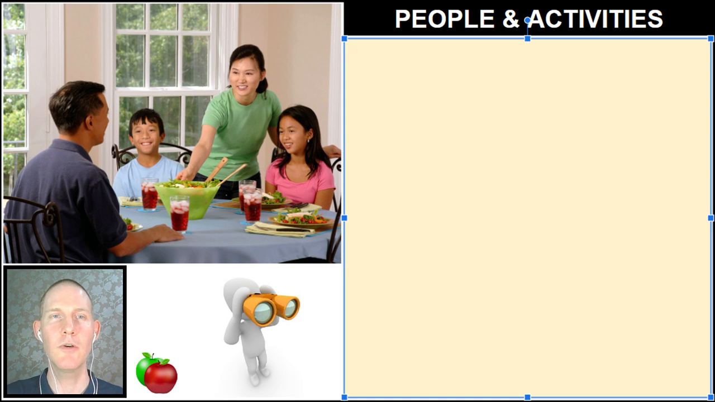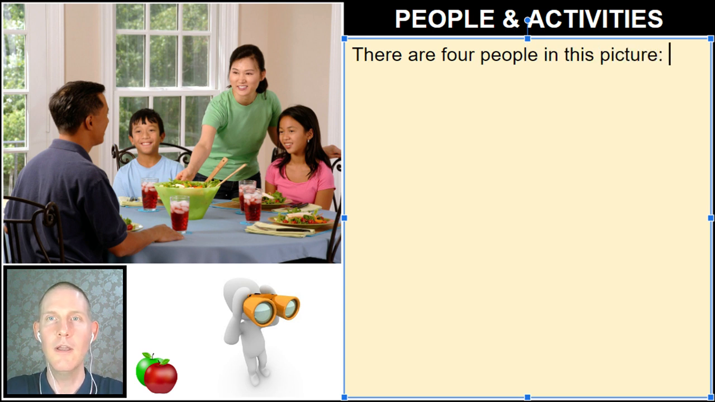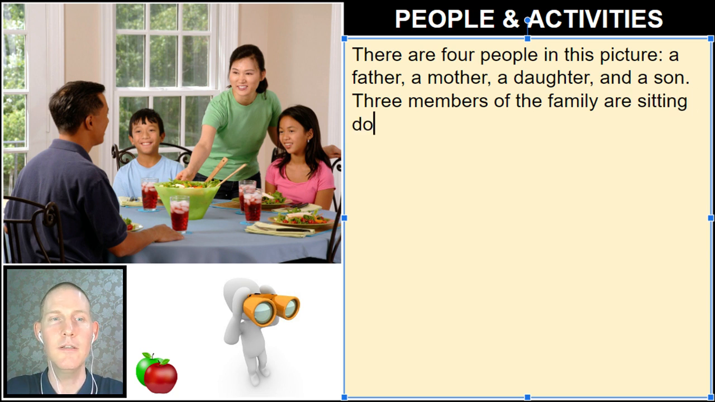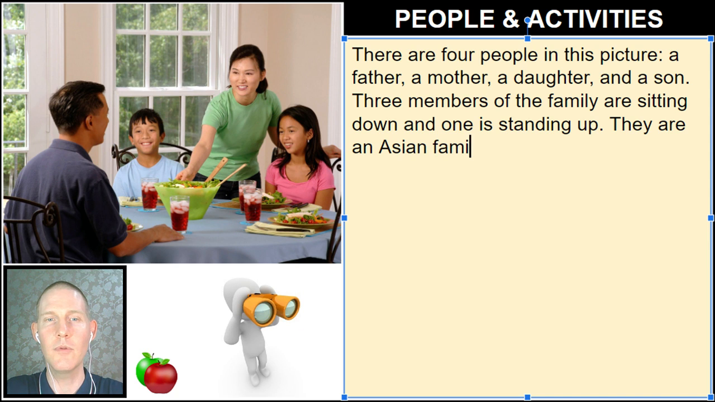Okay. All right, so we have 4 people in this picture. Let's talk about them and get some more details, right? Here we go. There are 4 people in this picture. A father, a mother, a daughter, and a son. 3 members of the family are sitting down and 1 is standing up. They are an Asian family, perhaps from China or Southeast Asia.